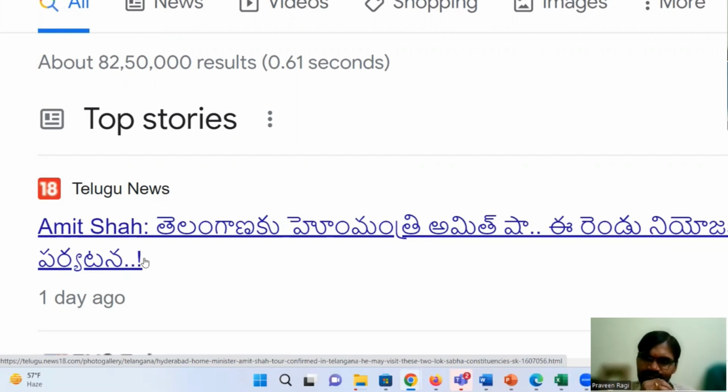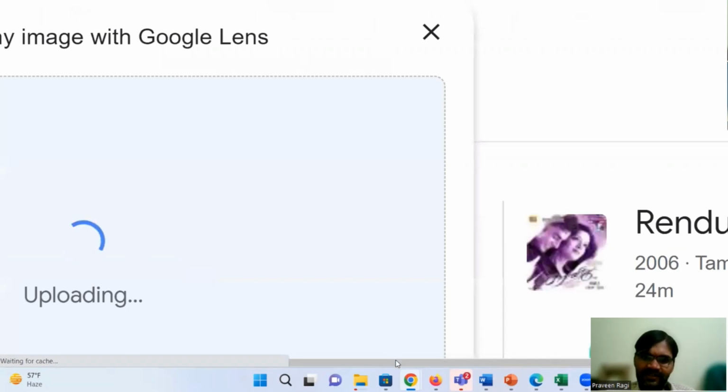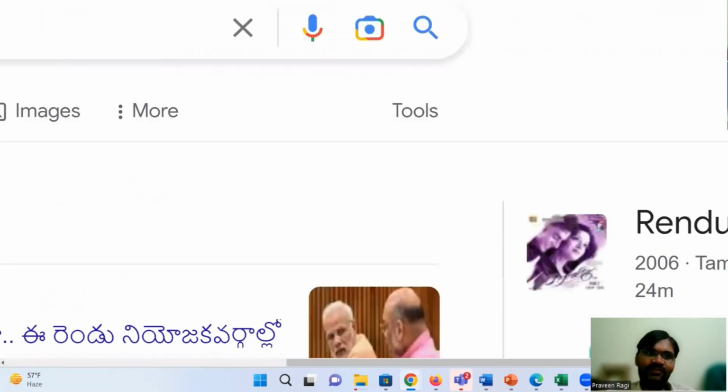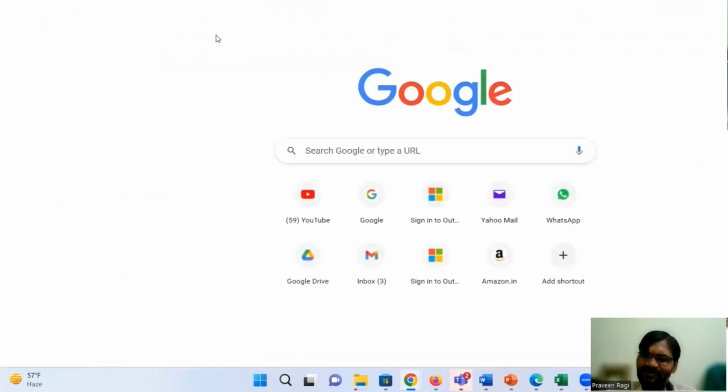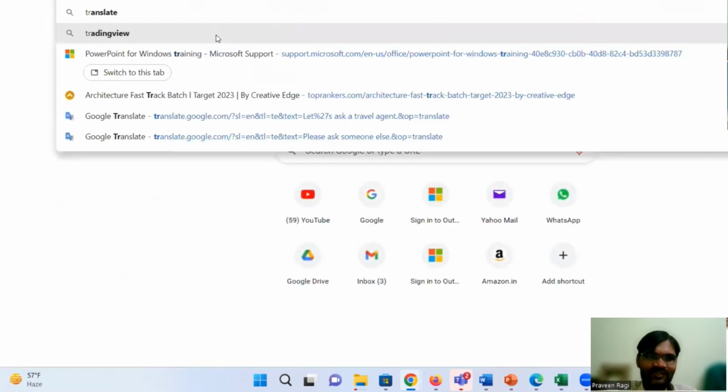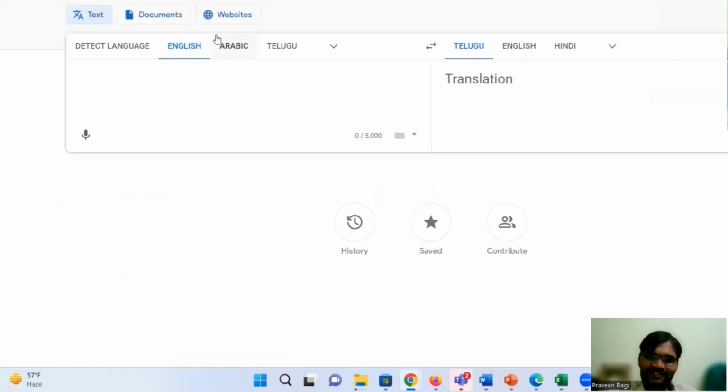Niyojaka Vargalo Pariyatana. Okay, so Pariyatana, one minute, I'll tell you. Meanwhile, you try, if you know. These are not commonly used words, but let's type here, we'll get the translation. But if you know, tell me. Do you know the meaning? Okay, let me show you.